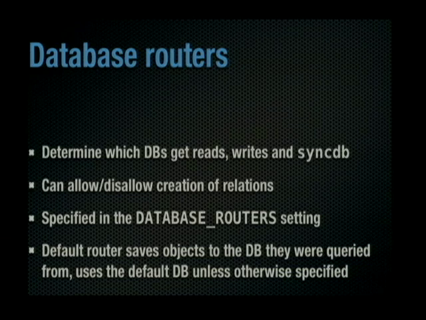The default router that we provide in Django, that you're getting if you don't do anything fancy or change this at all, basically all it does is this. If it's a brand new object that I just created, save it in the default database. If it's an object that I just queried for, save it back to the database it came from. That's all that the default router does. You can obviously do much more advanced things with them.